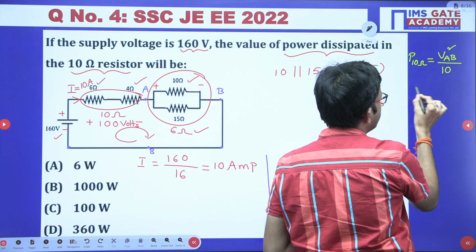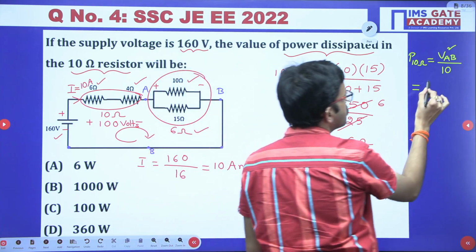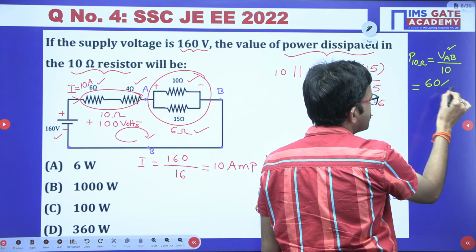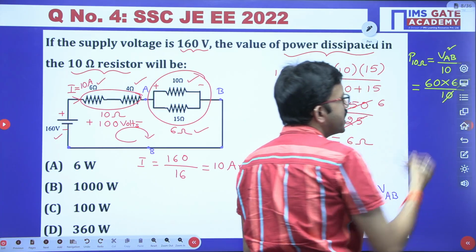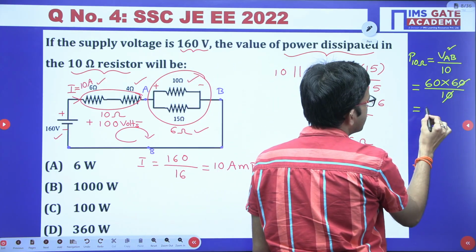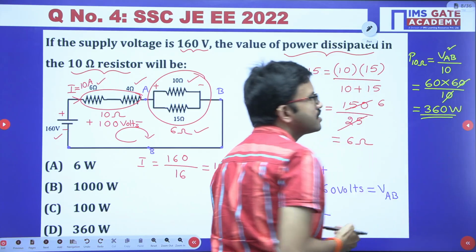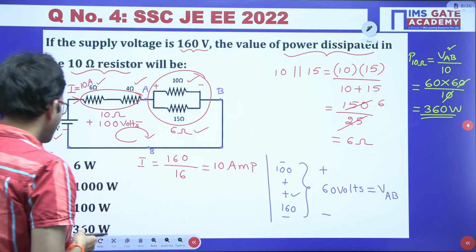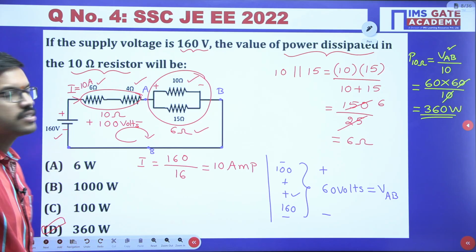VAB just now we got 60 volts. So I am writing 60 into 60 divided by 10. Here the 10 gets cancelled, right? Then 6 into 60 is nothing but 360, units are watts, 360 watts. So that means here we have option D. Option D is the correct one.